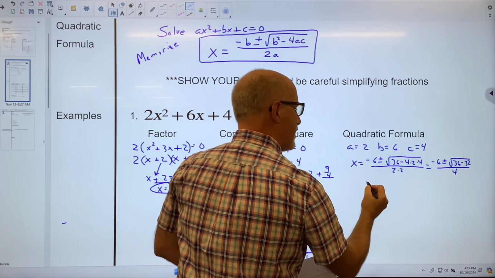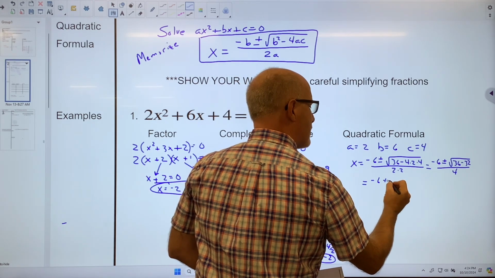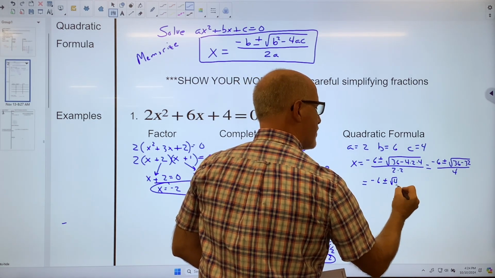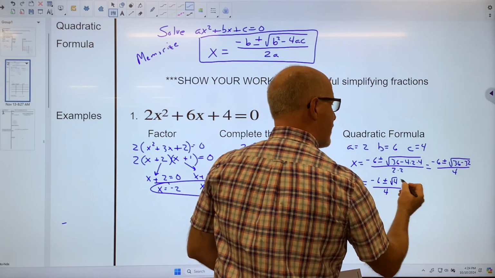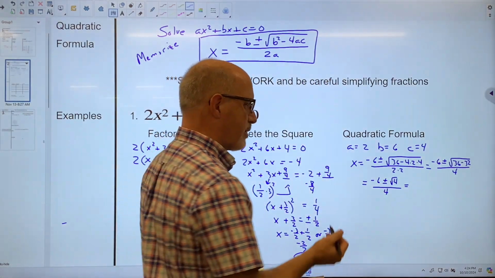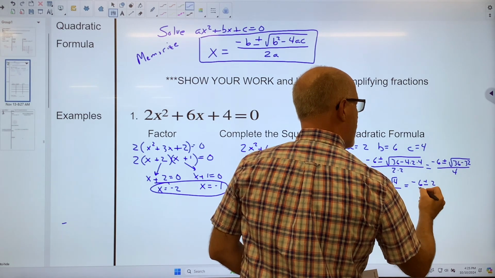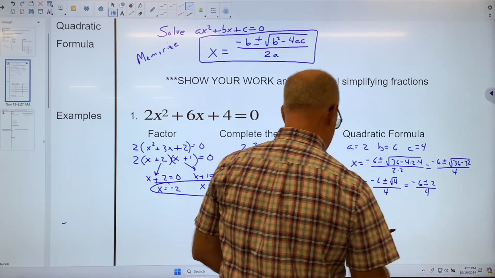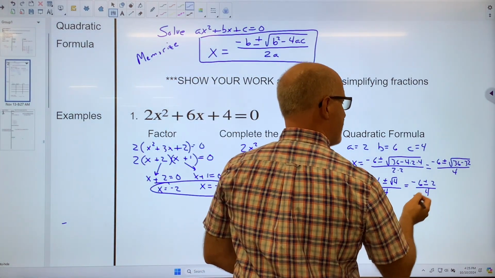Okay, you have to show your work, but there are steps that you could skip. So if you got that square root of 4, you could just write that. Just make sure you're precise on it. Now, the square root of 4 is equal to 2, so we're going to simplify that: negative 6 plus or minus 2 over 4. It's going to look a lot like this problem over here, just with 4 as my denominator.